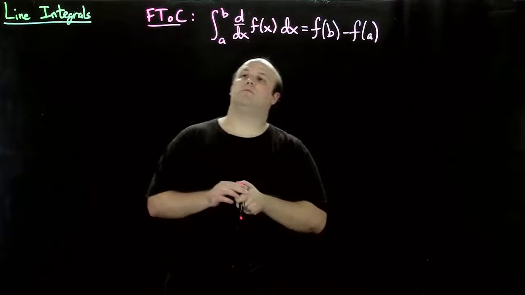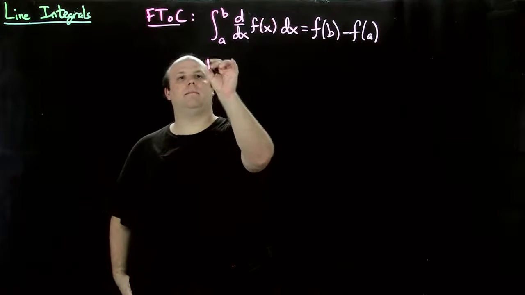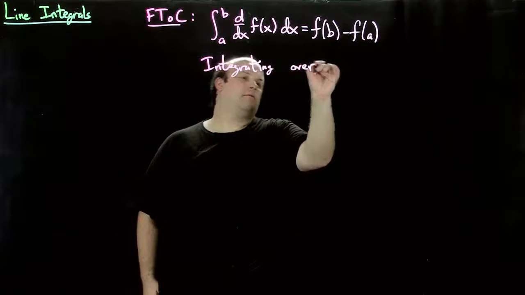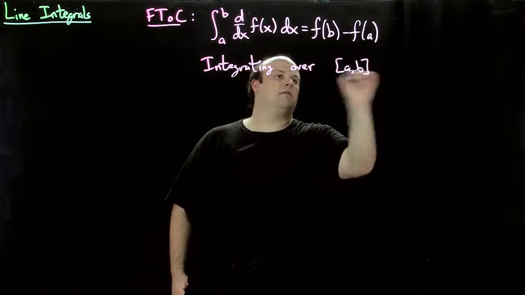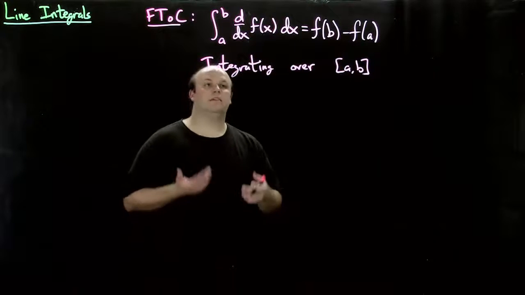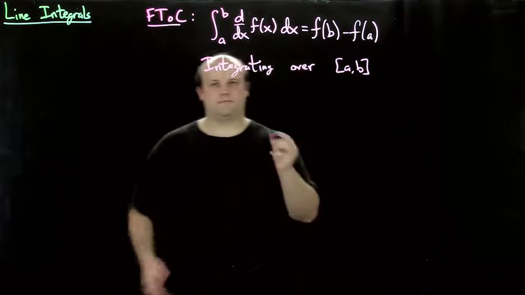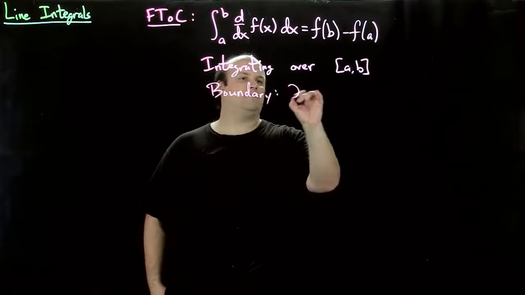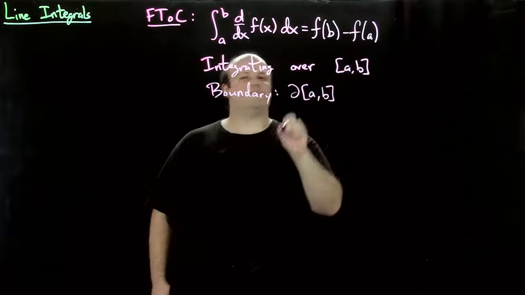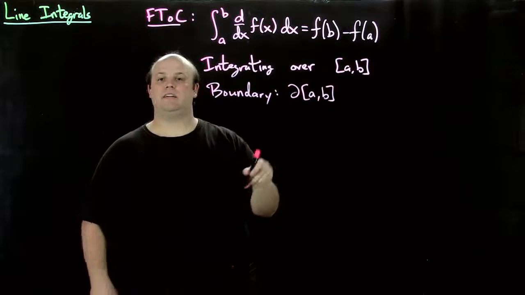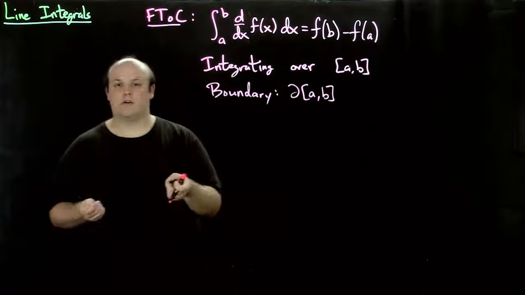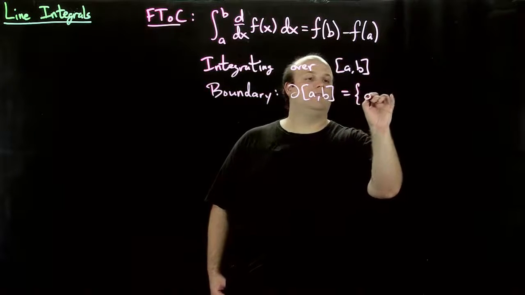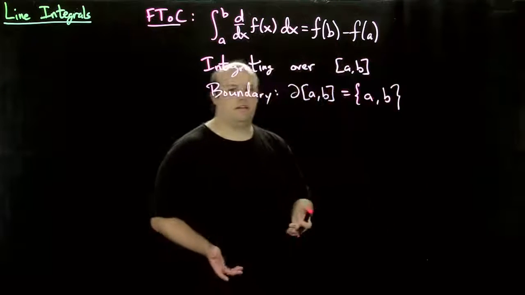So we're integrating over this interval a to b. Okay? Now what is the boundary of that interval? So this is a common notation for the boundary of a surface or a curve or something like that. Right? So the boundary of this thing consists of the 2 points a and b.